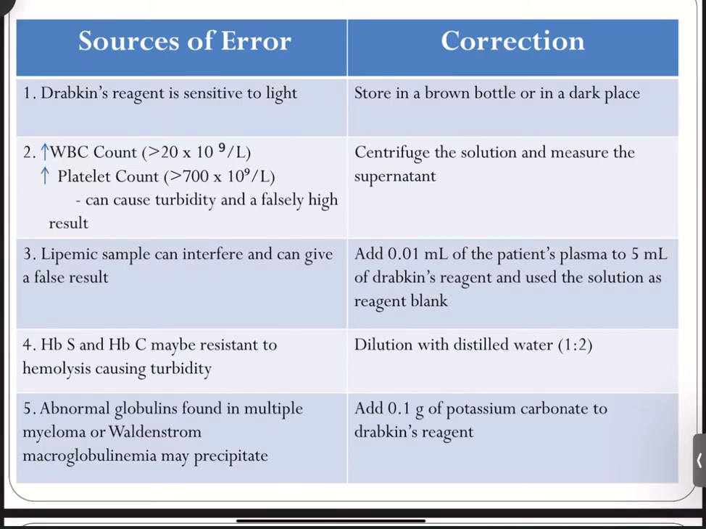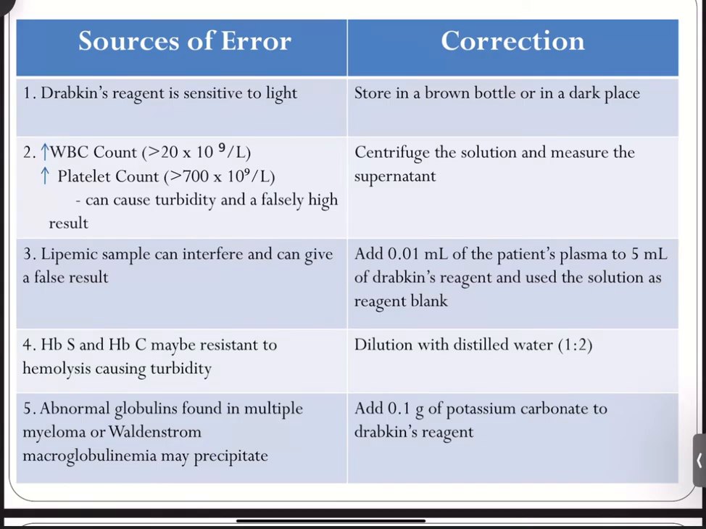Next is the hemoglobin S and C, because this is a source of error because of their resistance to hemolysis, causing turbidity again. Okay? Your spectrophotometry is sensitive to interference from turbidity. Okay. Correction for this hemoglobin S and C: you dilute your sample using distilled water at a ratio of 1 to 2. So one drop of your sample, then 2 drops of your distilled water. Okay?